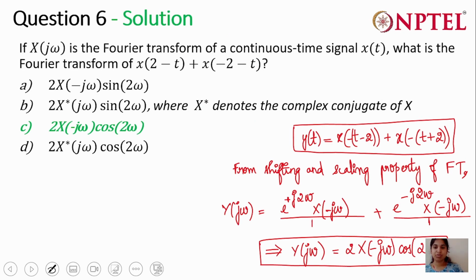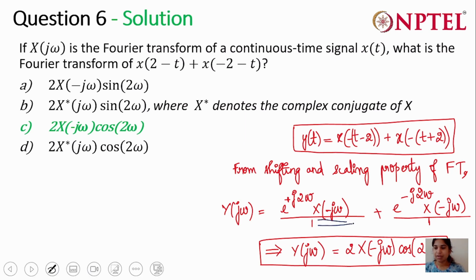So using the time shifting and time scaling property of Fourier transform, now we will write this. Here we are using the time shifting and time scaling property of Fourier transform. A is 1 here, so we will write 1 by mod of a X of j omega by a. There, wherever you have omega, we are going to have minus. And then t naught is 2 here. So we have e power j2 omega into X of minus j omega plus e power minus j2 omega into capital X of minus j omega.